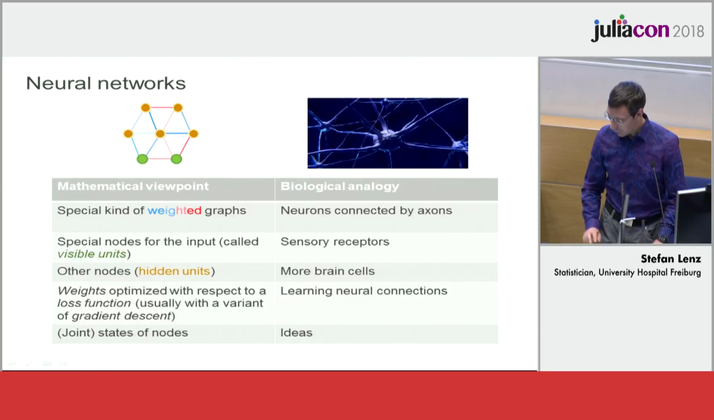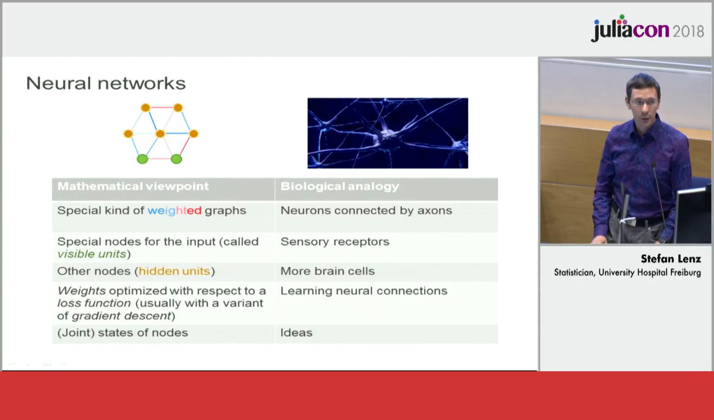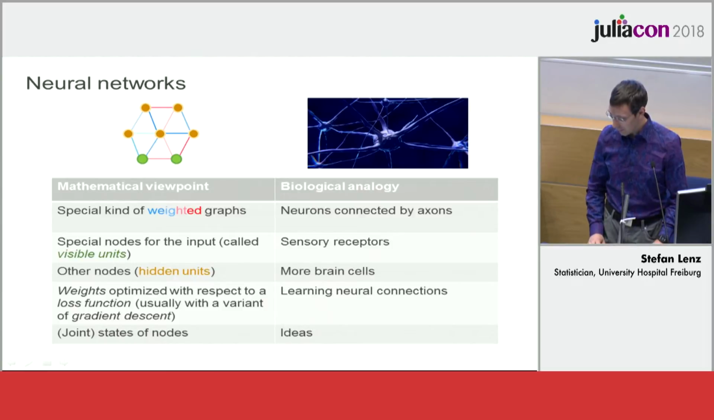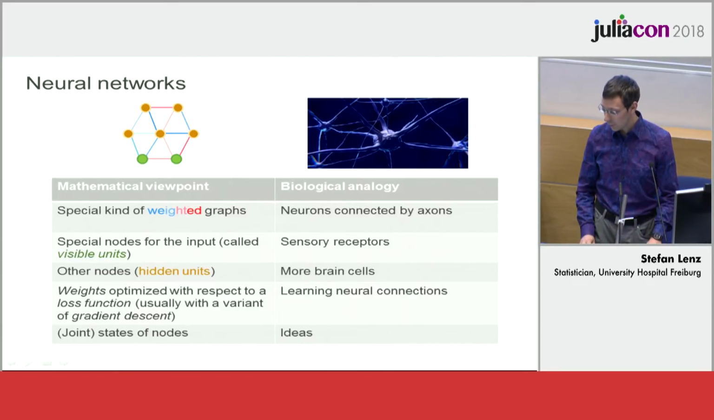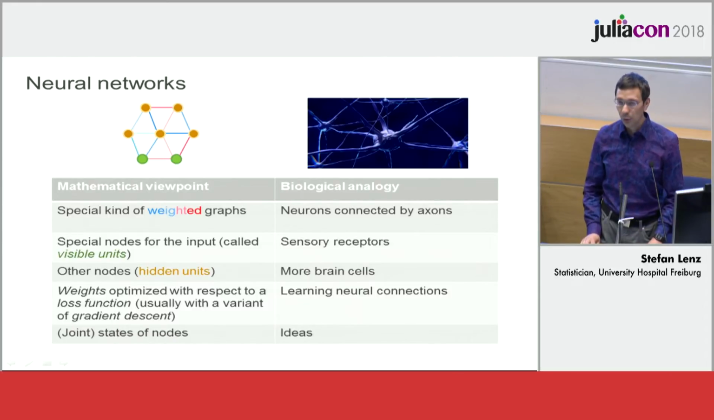Before I get to Boltzmann machines, let's take a look at neural networks in general at first. From a mathematical viewpoint, they are a special kind of weighted graphs, and they are inspired by the brain where the neurons are connected by axons. Some nodes are special nodes that receive the input, and they are called the visible units, which correspond to sensory receptors in the nervous system. The other nodes, which are called hidden units, correspond to the other brain cells, the normal brain cells.